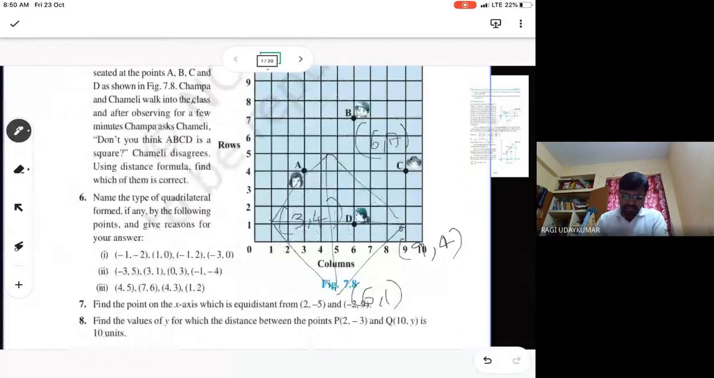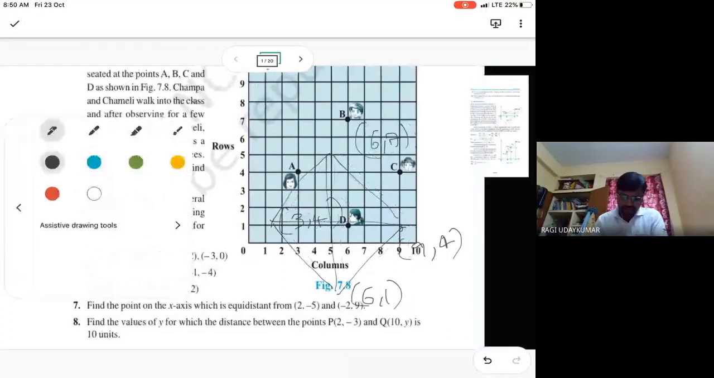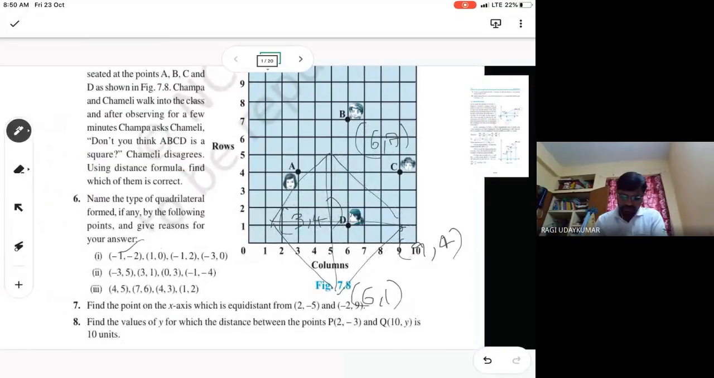व्हाट इज द गिवन हियर? 6th प्रॉब्लम. नेम द टाइप ऑफ द क्वाड्रिलेटरल फॉर्म. व्हिच टाइप ऑफ क्वाड्रिलेटरल फॉर्म? ये एक पॉइंट है. दिस इज माय ए बी सी डी मान लो. ए बी फाइंड आउट करो, बी सी फाइंड आउट करो, ए सी फाइंड आउट करो, ए डी फाइंड आउट करो. डिस्टेंस फॉर्मूला अप्लाई करके फाइंड आउट करना है.